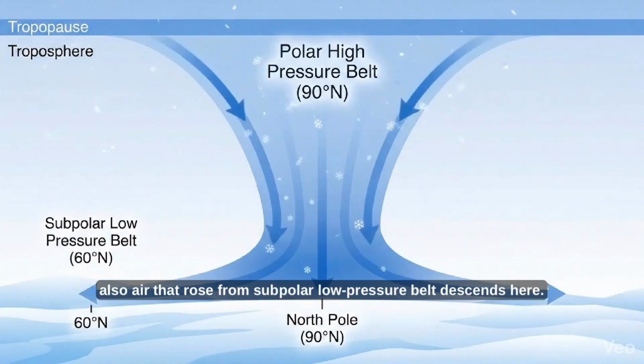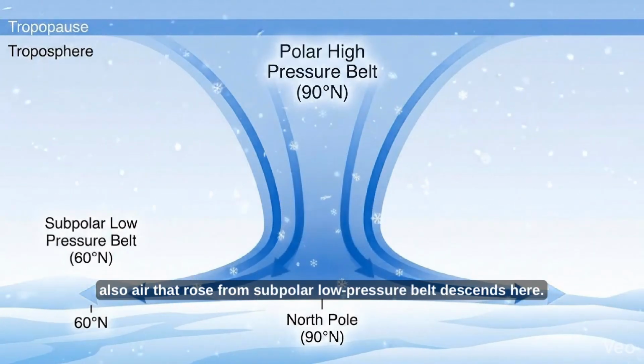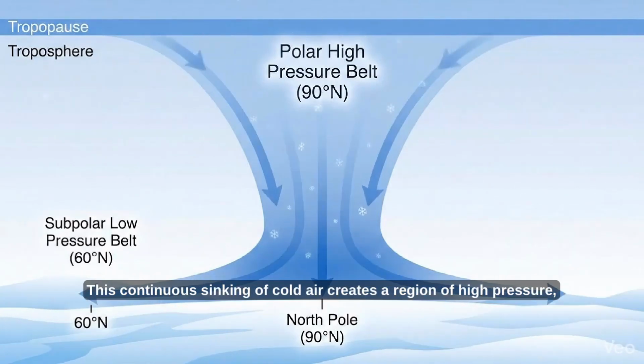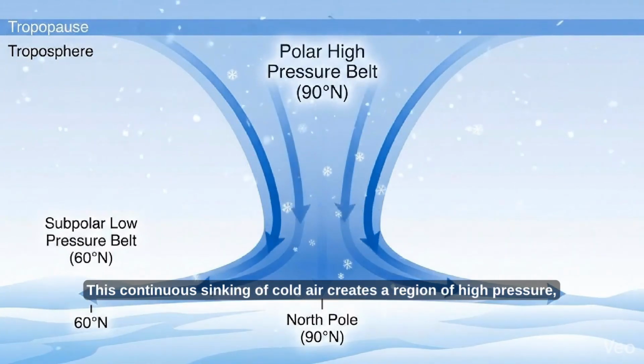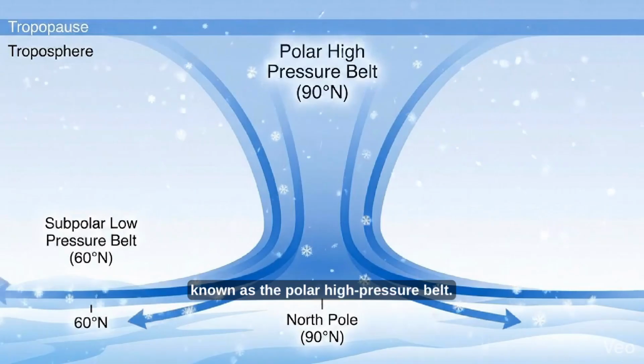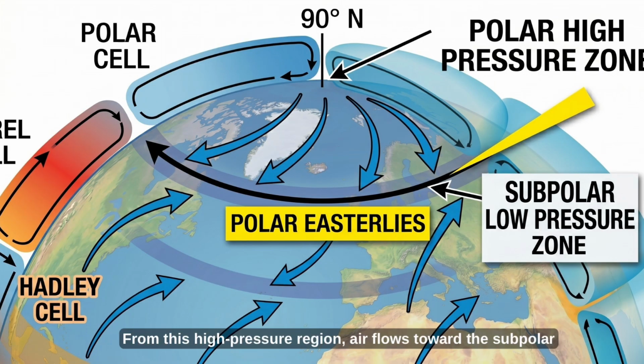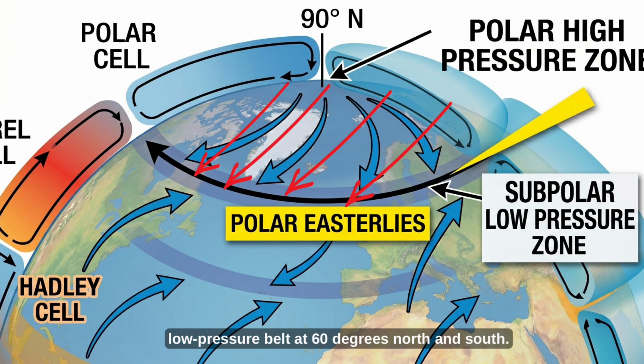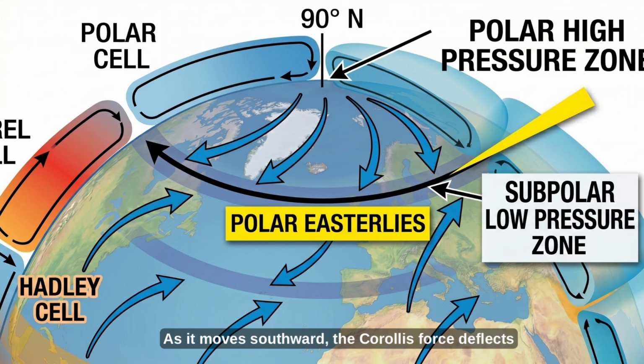Also, air that rose from the subpolar low pressure belt descends here. This continuous sinking of cold air creates a region of high pressure, known as the polar high pressure belt. From this high pressure region, air flows toward the subpolar low pressure belt at 60 degrees north and south. As it moves southward, the Coriolis force deflects the air to the right, producing the polar easterlies.